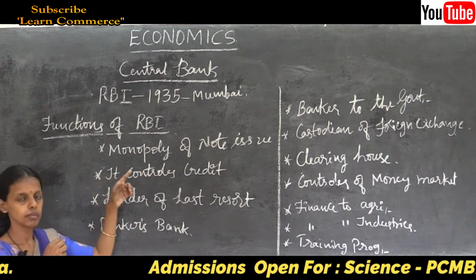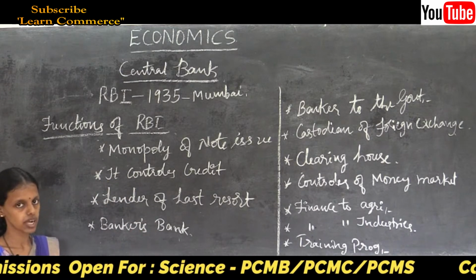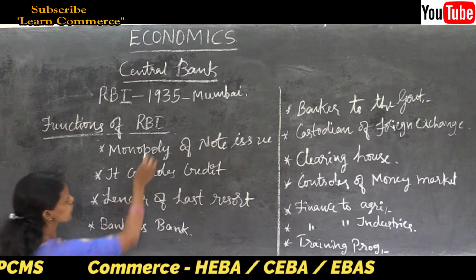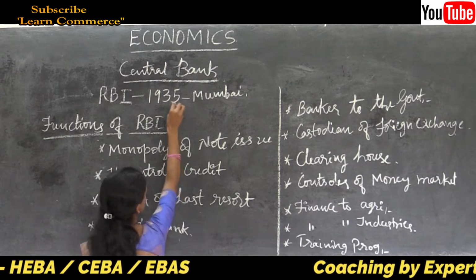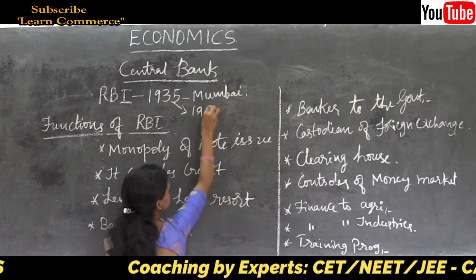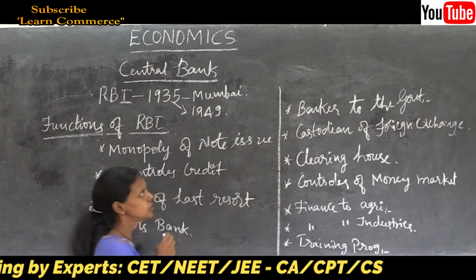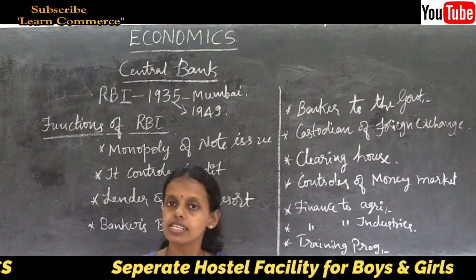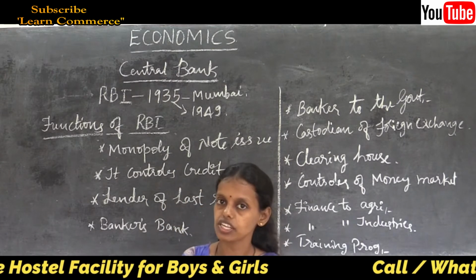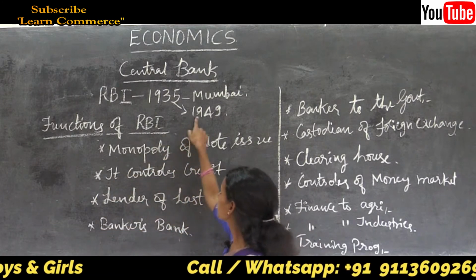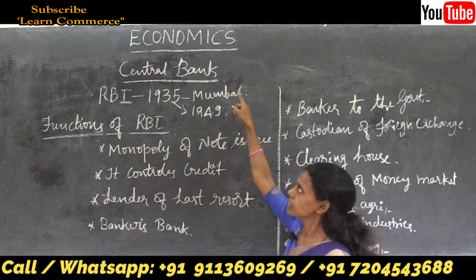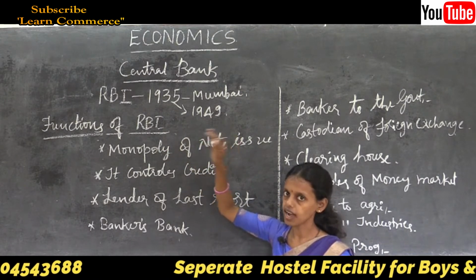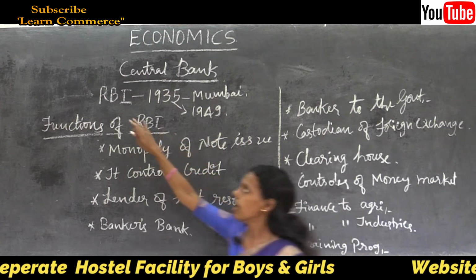This RBI came into existence during 1935, but it was nationalized during 1949. So, nationalization of banks was undertaken during 1949. This RBI was considered a nationalized bank from 1949. So, the Central Bank of India is the Reserve Bank of India, in short form RBI.